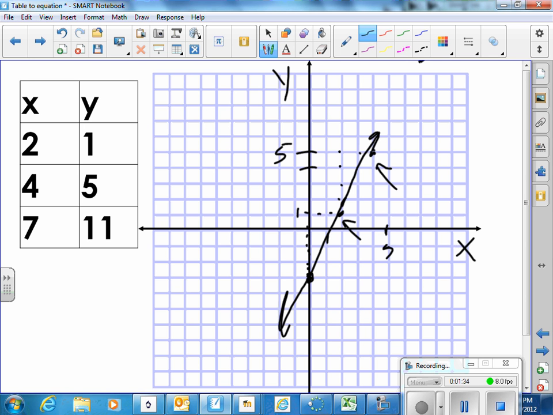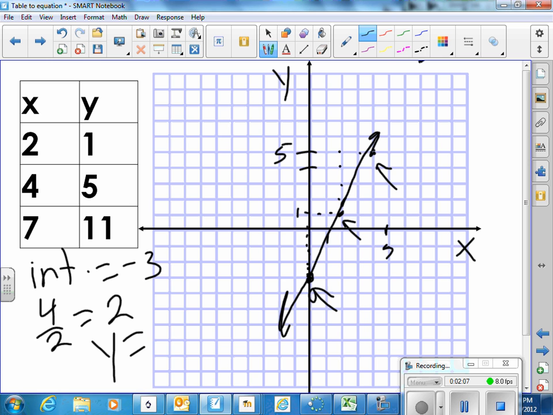So if we try to write an equation for that line, we look and see where it crosses the y-axis. That is at -3. So the intercept equals -3. It intersects with the y-axis at -3. And then we try to figure out the slope. The slope is up 4 over 2 to get from one point to the other. Well, 4 divided by 2 is 2. So the equation is y equals 2x minus 3.